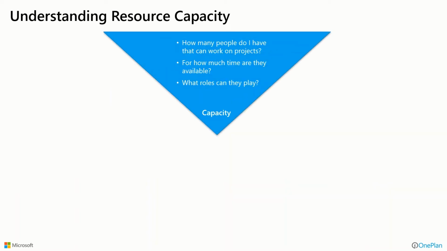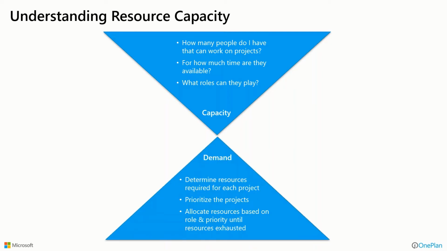So in understanding resource capacity, what we mean by capacity is how many people do I have that can work on projects? And for how much time are they available for this project work? And what roles can they play if they're multidimensional and what they can do for an organization? The demand is really about what we need as far as determining the resources required for each project, then prioritizing those projects and allocating resources based on the role and priority until you've exhausted all those resources, not from them being tired, but just until there's no more available.